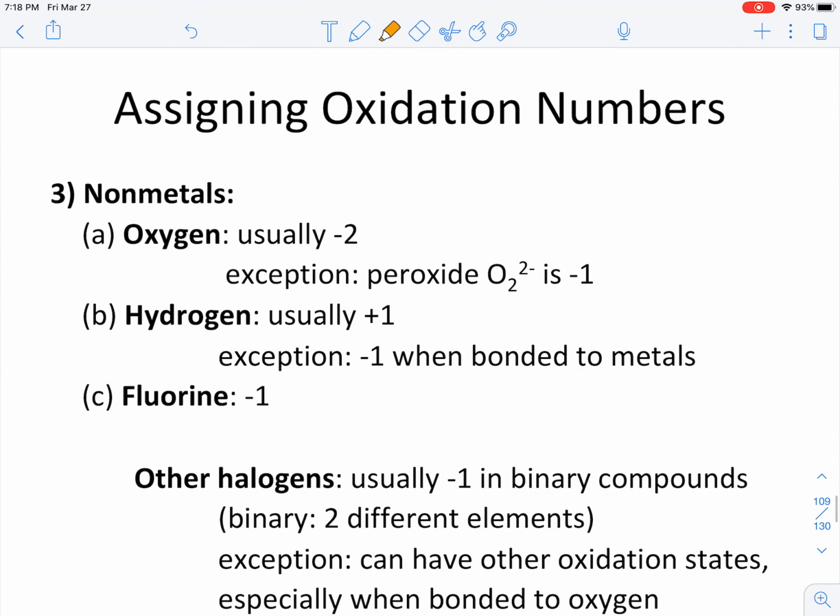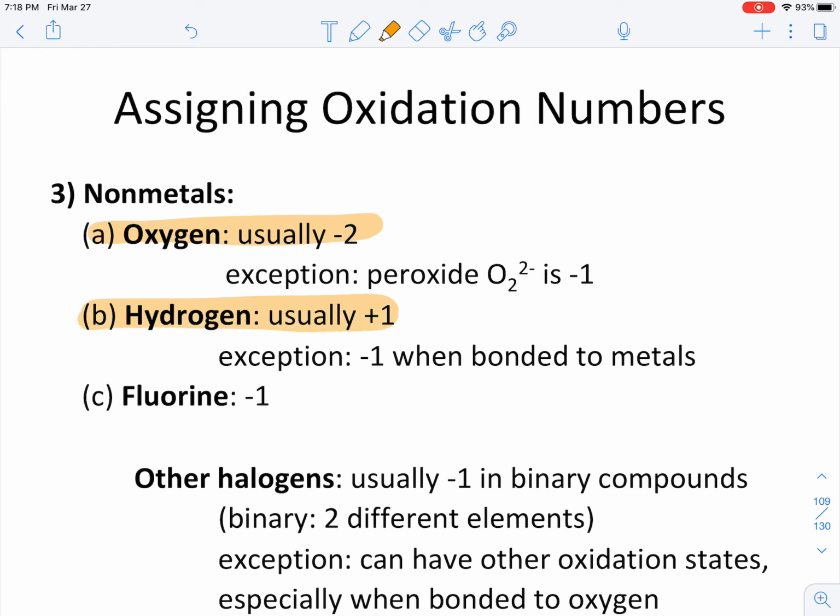All right, so here are some rules. First off, oxygen is usually a -2. Now, sometimes it can take on a -1 if it's peroxide, but what I'm going to tell you is most of the time it's a -2. So treat it like it's a -2 unless you have a good reason to suspect it's not.